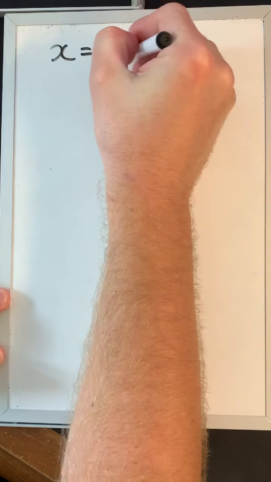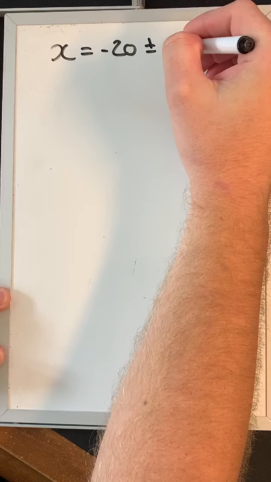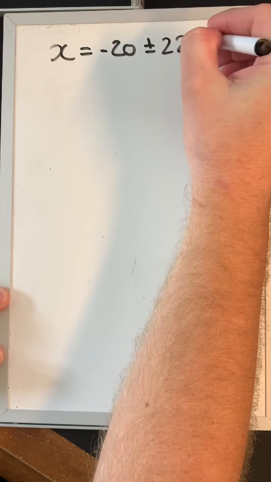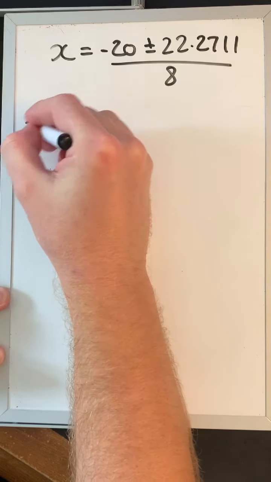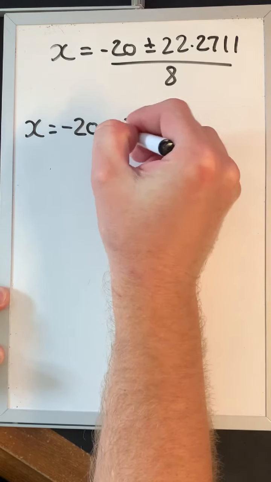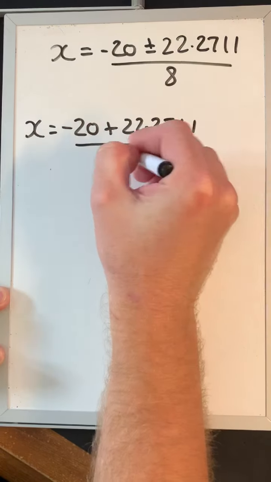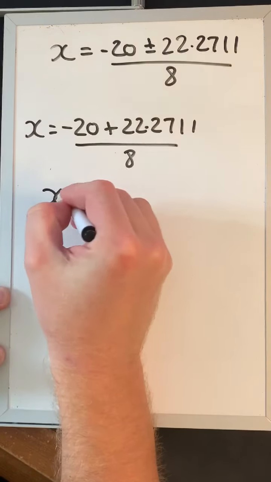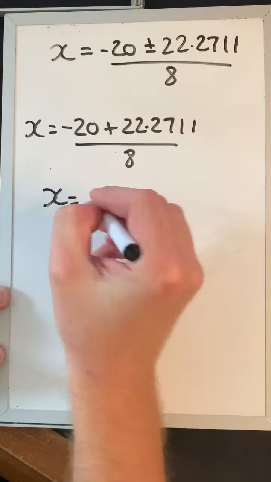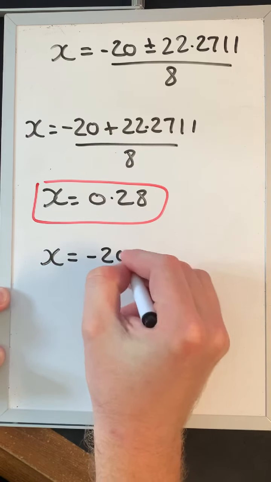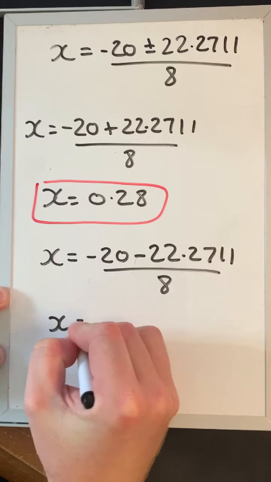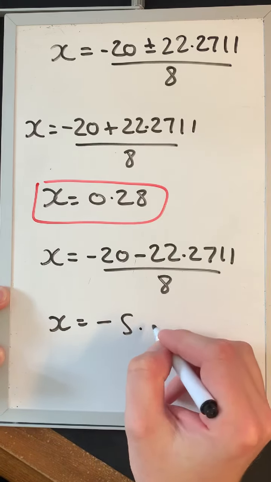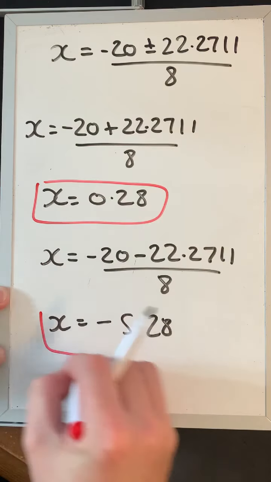If we split this up then, what do we have? Minus 20 plus or minus 22.2711 over 8. Split this up into 2. So the first root then will give us 0.28. And the second root will give us minus 5.28.